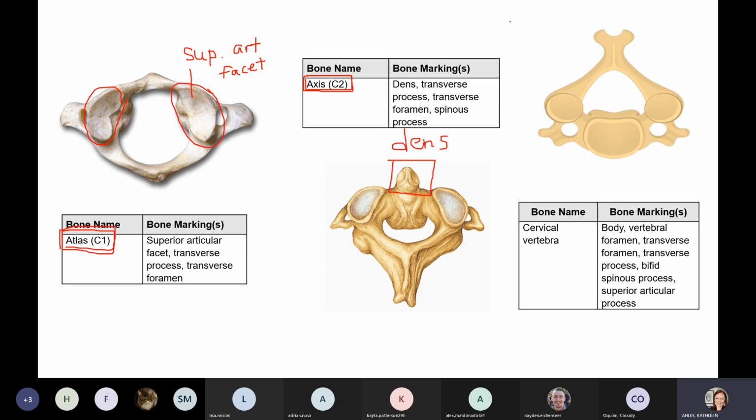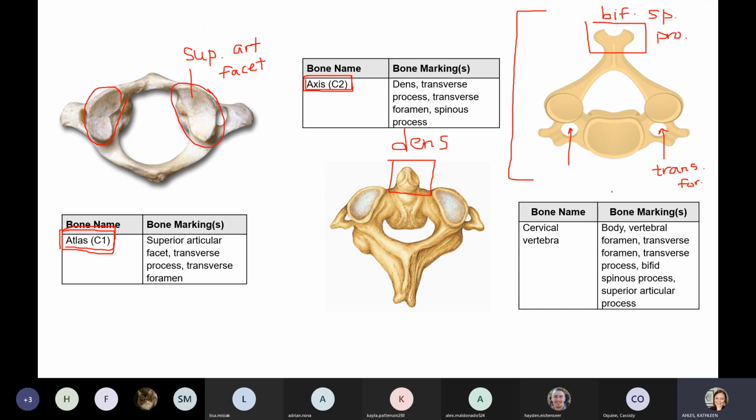All of my other cervical vertebrae are going to look like this. So the rest of my cervical vertebrae, let's mention the things we talked about before. Here's that bifid spinous process that sticks up. We can also see those transverse foramen that I have on both sides.